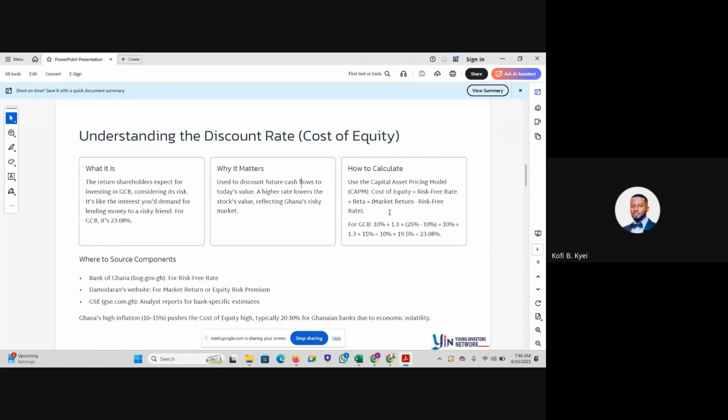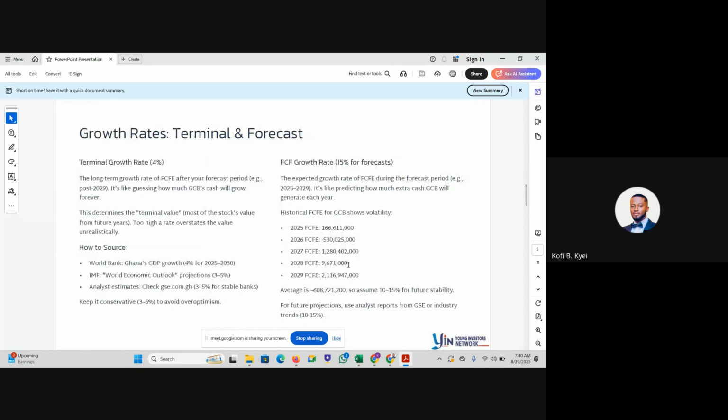All right, that is market return minus risk-free. Okay, so these are the other components, the terminal growth rate, which I made mention that it is tied to the GDP growth rate of the country. So you can use the projected growth rate of your country, Ghana, or you can go lower so that you're not overly optimistic. So if you overvalue it, it might affect your projections.